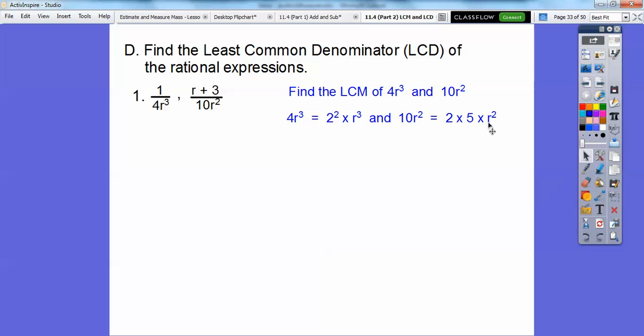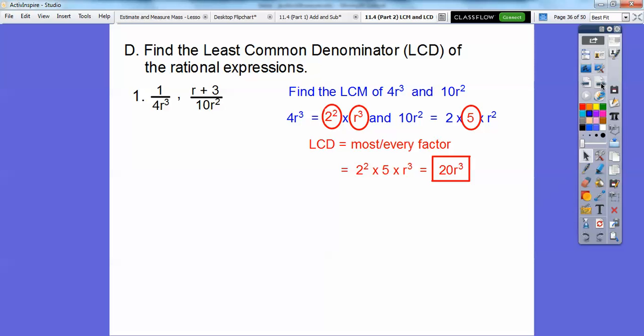Okay, so least common multiple is the same as least common denominator. It's the least common multiple of the denominators. That's what least common denominator is. So I'm looking for the most of every factor. I see some 2's, I see some r's, I see some 2's again, a 5 and some r's. The biggest group of 2's is this one. The biggest group of 5's is this one, and the biggest group of r's is this one. So I'm going to do 2 squared times 5 times r cubed. 2 squared is 4. 4 times 5 is 20. And so it's 20r cubed.